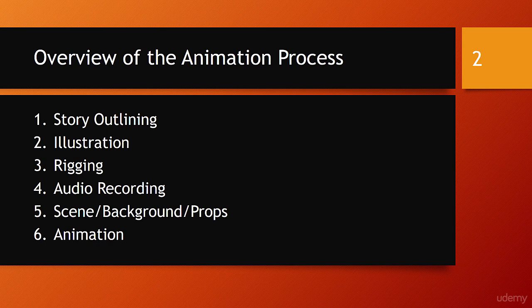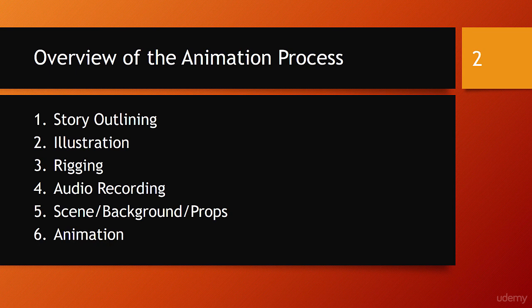Next, what you usually do is record audio. The reason that you do this before animating is that part of animation is lip syncing. So you've got to have the audio and you've got to have the characters react to what they're saying. Somewhere along the line, you're going to create scenes and backgrounds and props and all of that. So you've got to have supporting graphics as well.